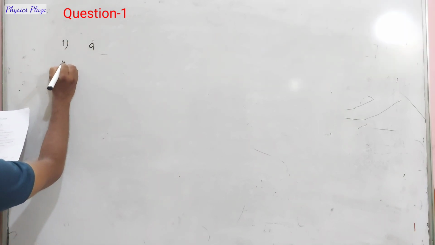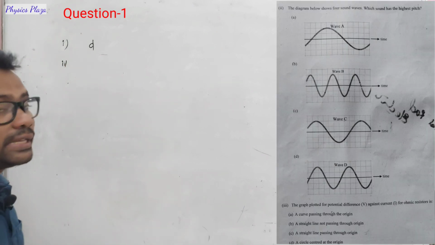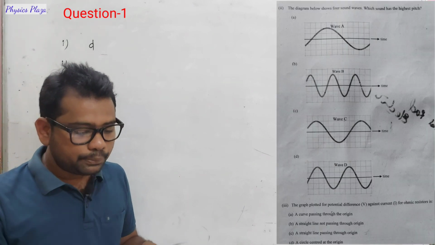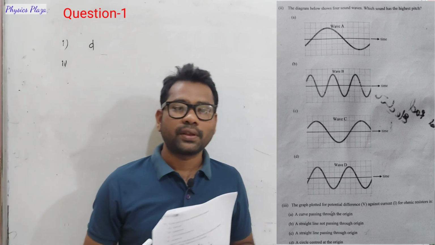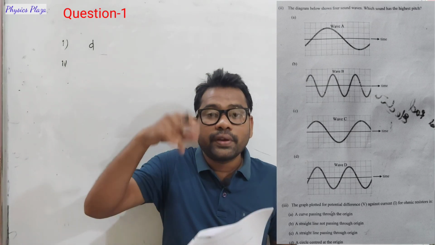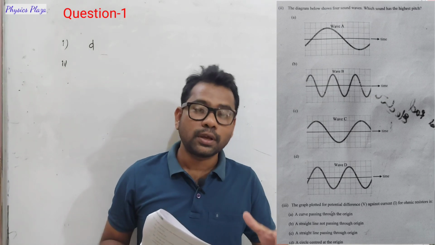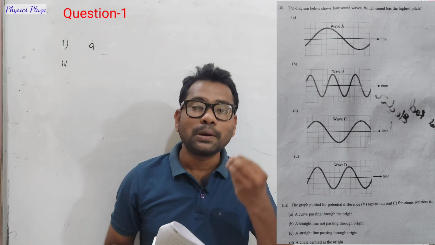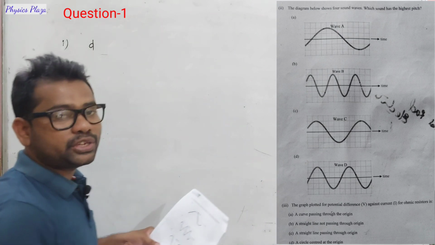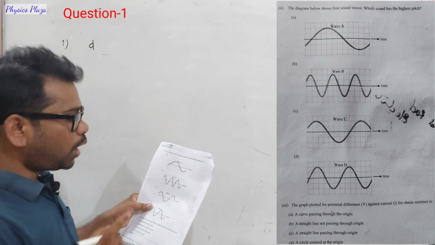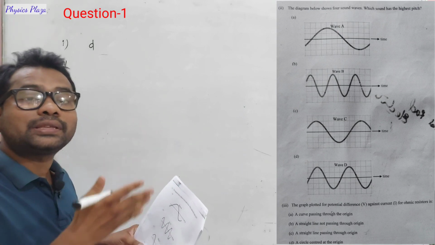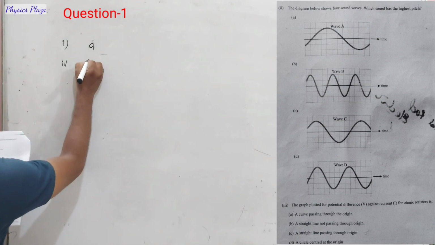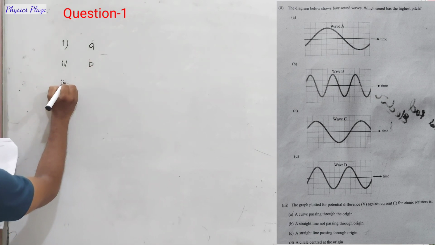Now look at the second question. The diagram below shows 4 sound waves. Which sound has the highest pitch? Children, pitch depends on frequency. Frequency means the number of waves produced. More the number of waves, more the frequency, and more the frequency means more the pitch. Now look at option B. In option B, more waves are produced, so it has more frequency, meaning it has more pitch. So the answer is B.